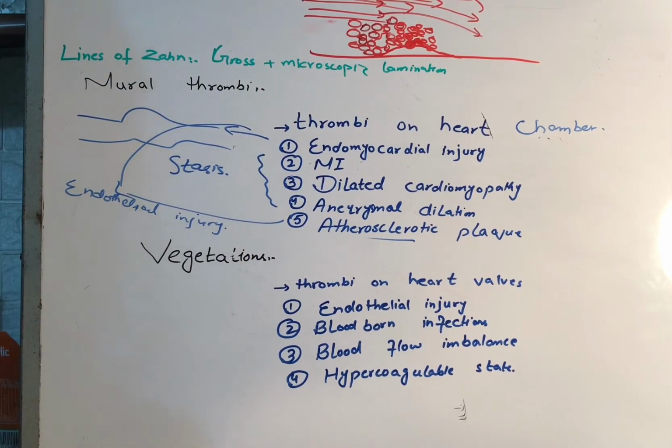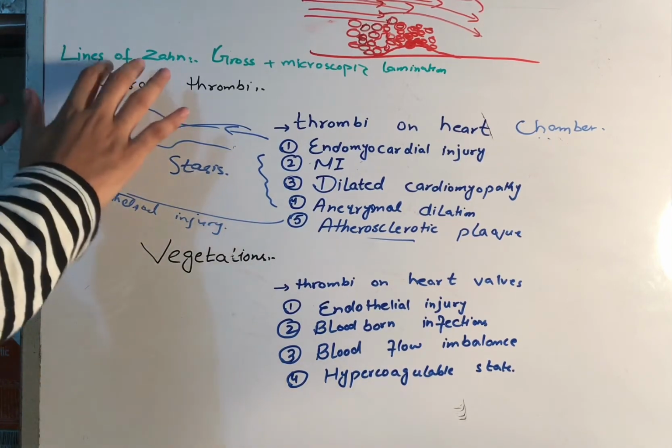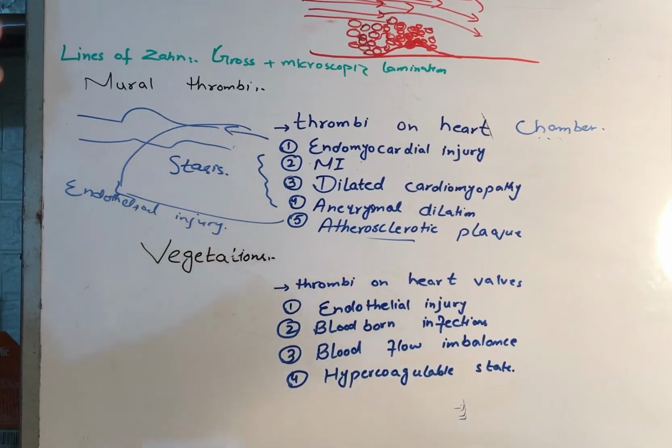And lines of Zahn have some importance in diagnosis of whether the clot has formed antemortem or postmortem. Antemortem clot usually has lines of Zahn because it is formed in flowing blood. So there is accumulation of RBCs at some portion. That's why that brown portion is present in there, and that is the line of Zahn.